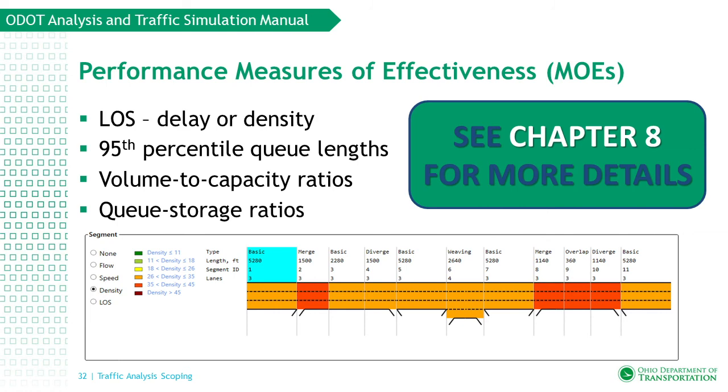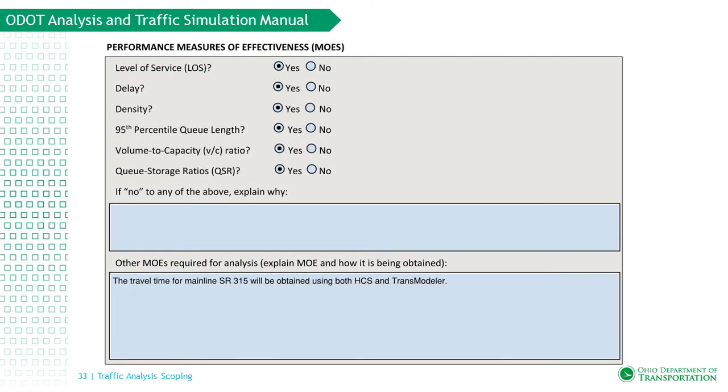Analysts should work with the ODOT project manager during the scoping process to determine if additional MOEs are required. Such MOEs could include average speed for the corridor or study area, travel times, vehicle hours delay, and density for the facility. Additional guidance on the MOEs are provided in Chapter 8. All of the required performance measures will be reported for this project. Additionally, travel times for the State Route 315 mainline corridor will be obtained from both HCS and Transmodeler as another metric to use to compare their alternatives.